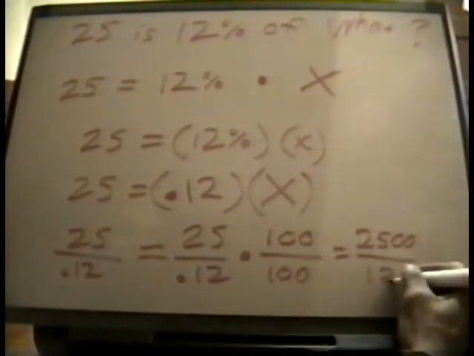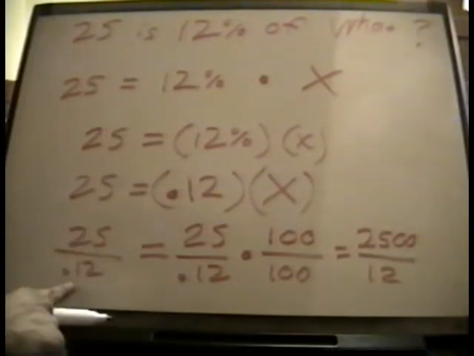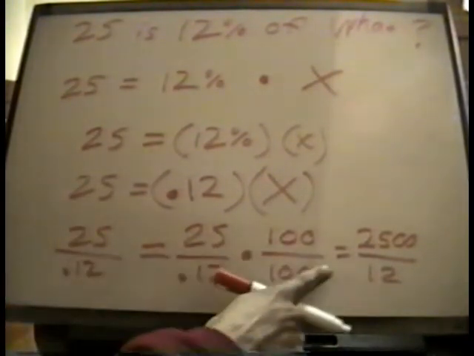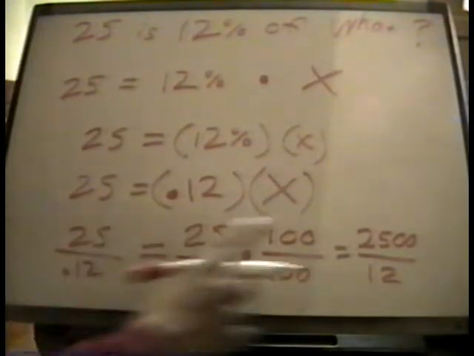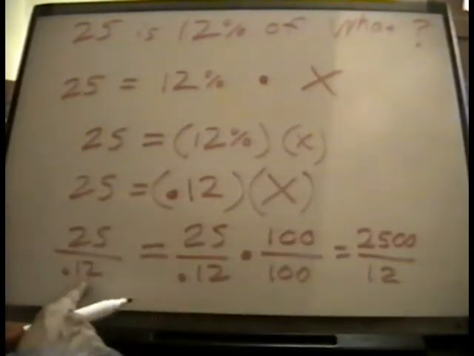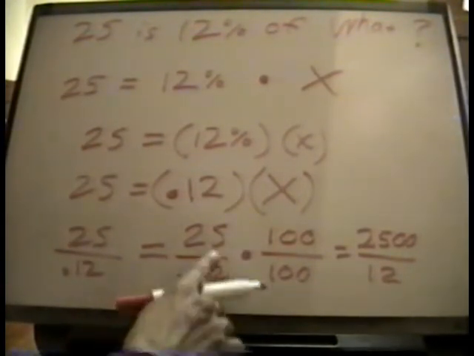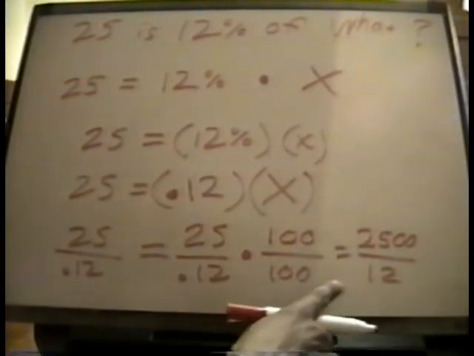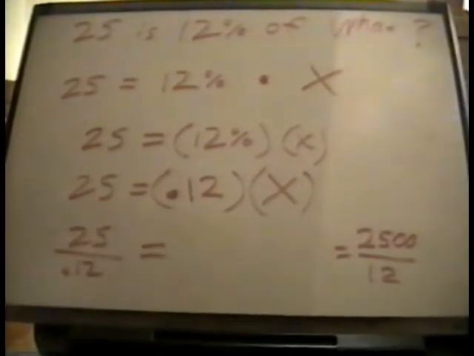That gives us 2,500 over 12. Then you divide, if you're performing long division. Now 25 divided by 0.12 is equal to 2,500 divided by 12. If you do both divisions correctly, you're going to get the same answer. But doing this division is easier than dividing by a decimal number. You don't have to divide by decimal numbers. You can multiply the terms and make them into whole numbers, and the result is going to be the same for both.